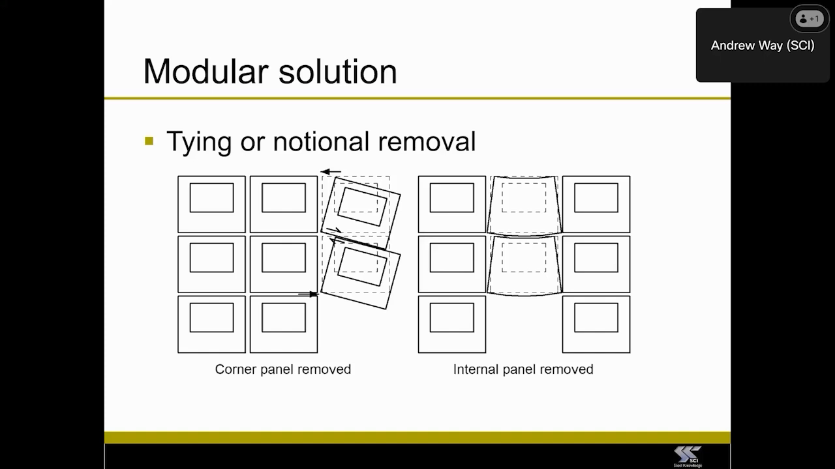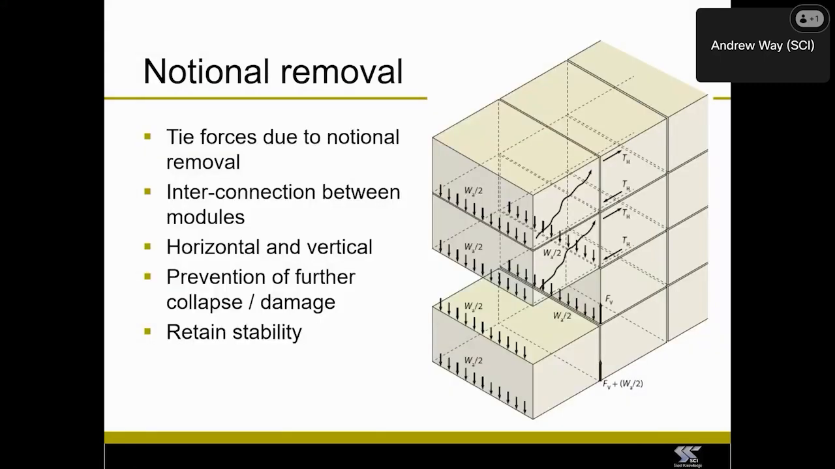So although you may not be directly following the tying solution for avoidance of disproportionate collapse, tying between modules still remains vitally important to achieve avoidance of disproportionate collapse. So that's both horizontal and vertical tying between modules. And that is one of the difficulties with modular construction, though: not necessarily devising connections that will achieve the tie forces, but devising connections that will achieve the tie forces and that can be physically installed on site.